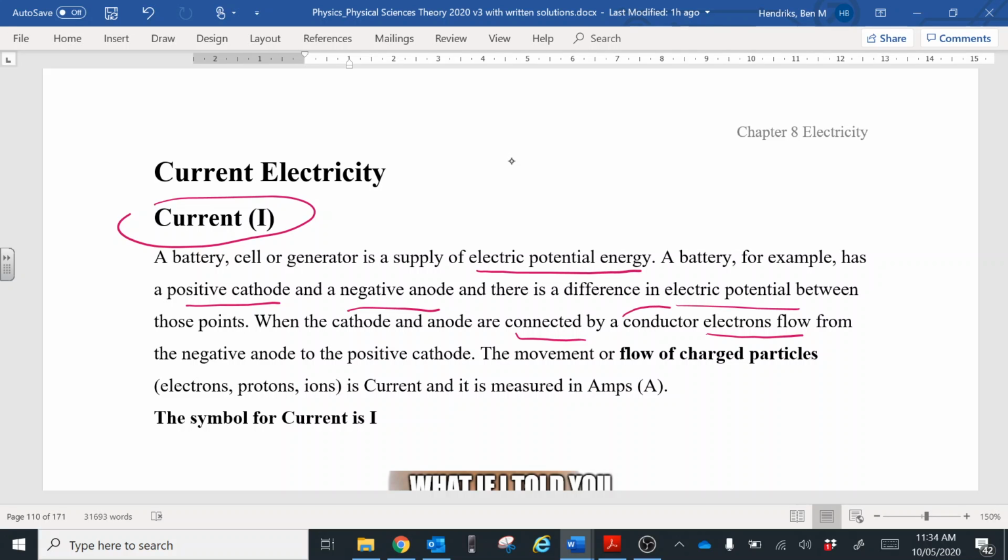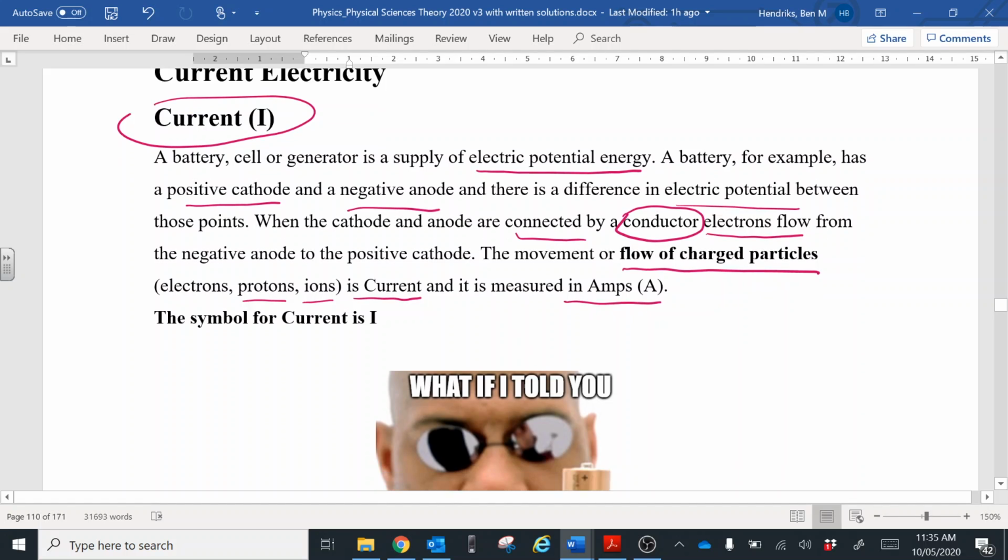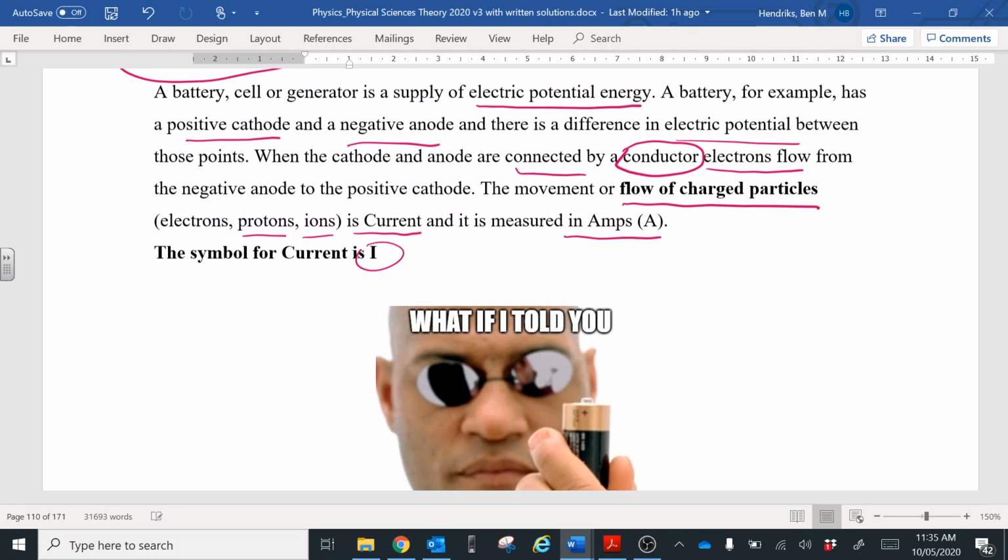So a conductor is something that allows the flow of electrons. So copper, we often use copper, that's a very good conductor. And most metals will conduct electrons. So the movement or flow of charged particles is current, and it is measured in amps or amperes. That's named for a scientist who worked on electricity. The point here of flow of charged particles is it can be any charged particle, so it can also be protons and any other form of ion as well. And we're just reiterating that the symbol for current is I.